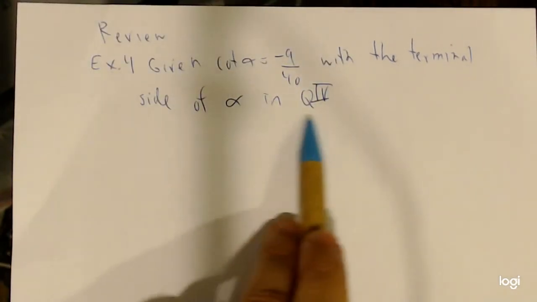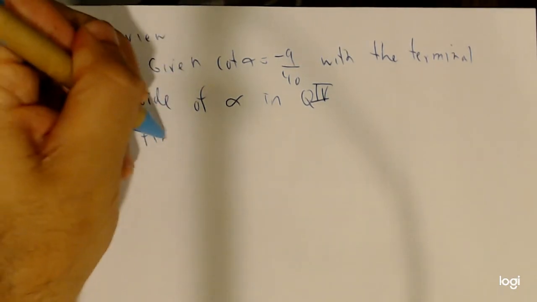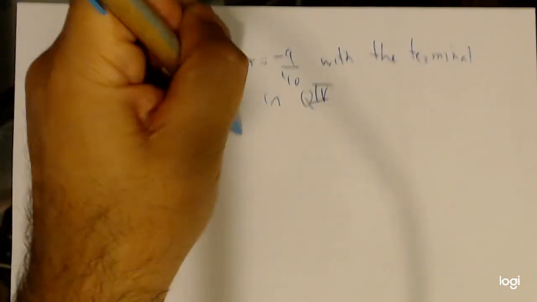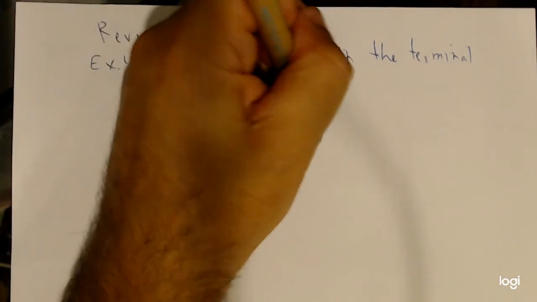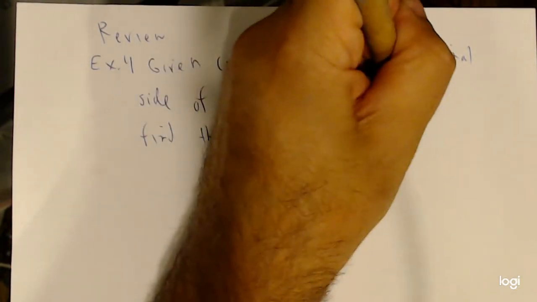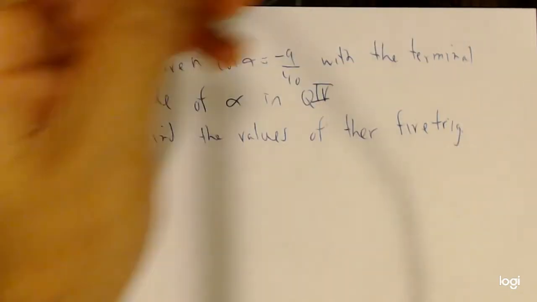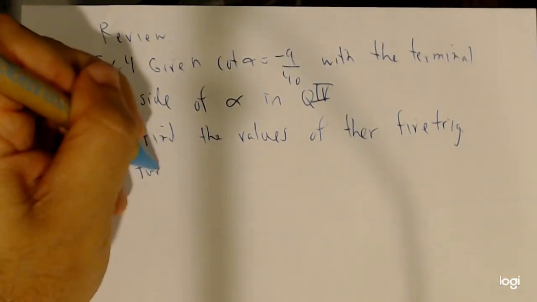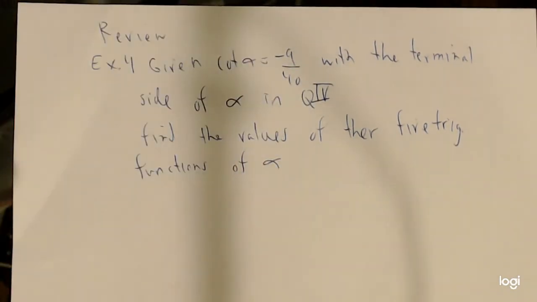Now we're going to notice why this is important, because we're being told we're in quadrant 4. Find the values of the other 5 trig functions of alpha. Okay, so that's what we're doing.